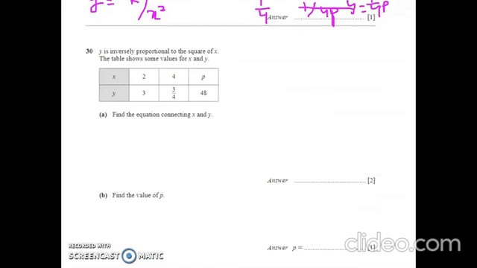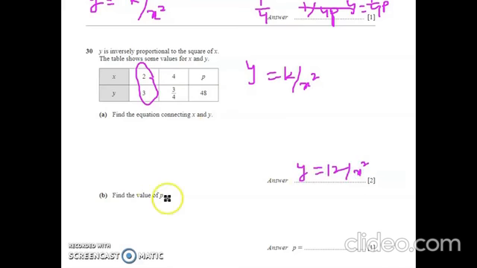Okay. The last question. Find the equation connecting x and y. We will find this equation with the easier values. These values, y is inversely proportional to the square of x. So x is 2, 2 square, 4. And y is 3. 3 fours are 12. So the equation will be y is equal to 12 over x square. Find the value of p. Okay, p is x and y is 48. My k is 12 and x square.